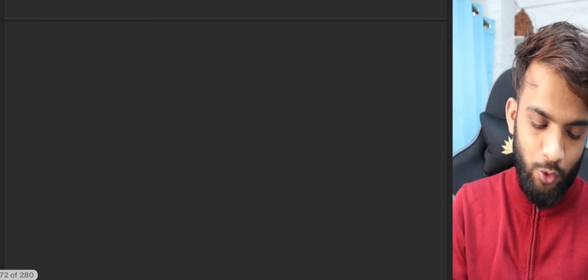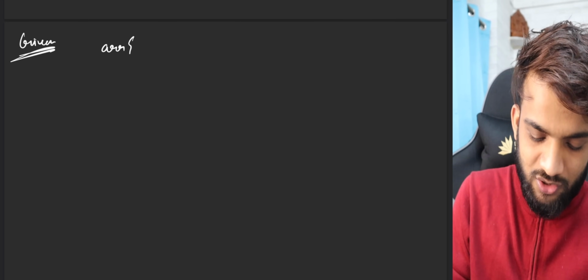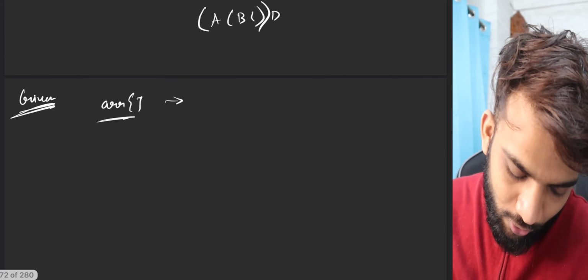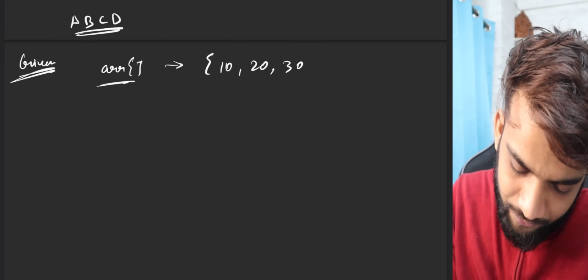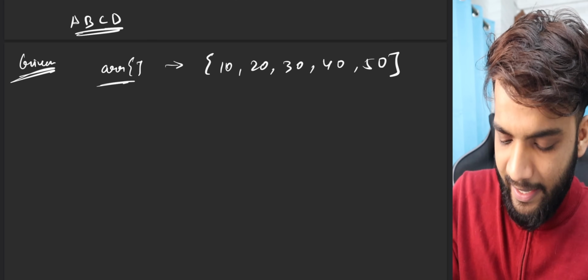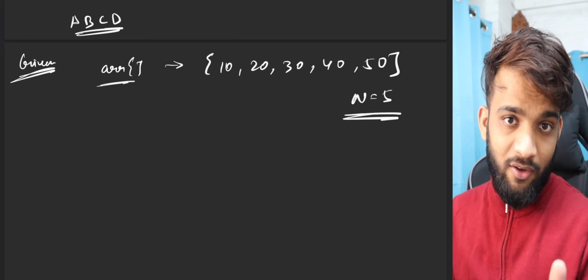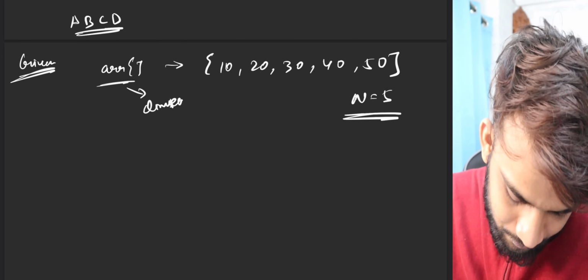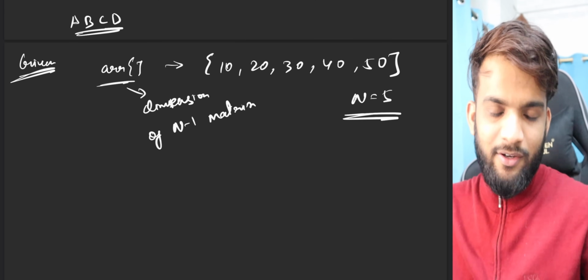So what is given to you? Let's understand what is given to you. You are given an array. Remember this. The example that I took was of four matrices. So imagine if I give you an array of 10, 20, 30, 40, 50. Over here n is 5. So if n is 5, this array resembles the dimensions of n minus 1 matrices.